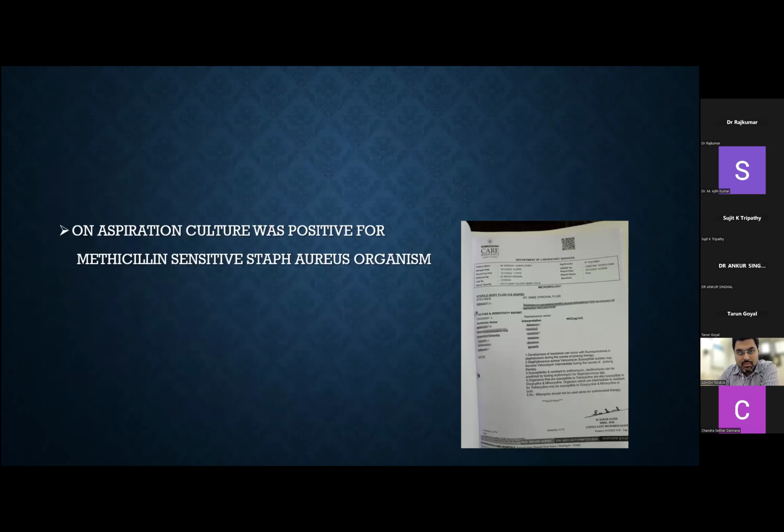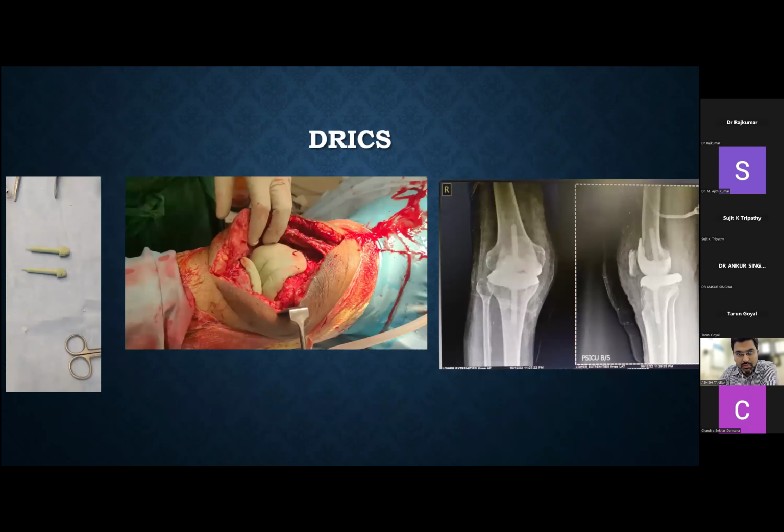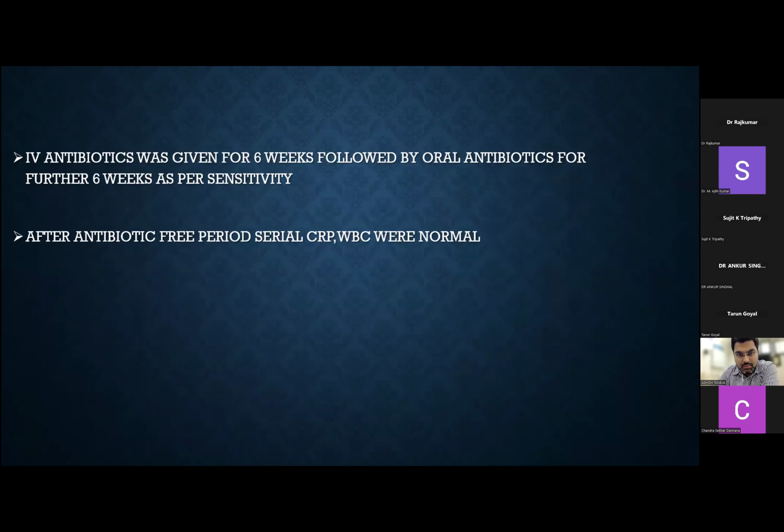I aspirated the knee, and it was positive for methicillin sensitive Staph aureus. So a two-stage revision was planned. We removed the implant and a cement spacer was put, and he was kept on IV antibiotics for a period of 6 weeks as per the sensitivity, followed by oral antibiotics. After an antibiotic-free period, serial CRPs and WBCs were done, which were normal, and the patient was counseled for a revision TKR.